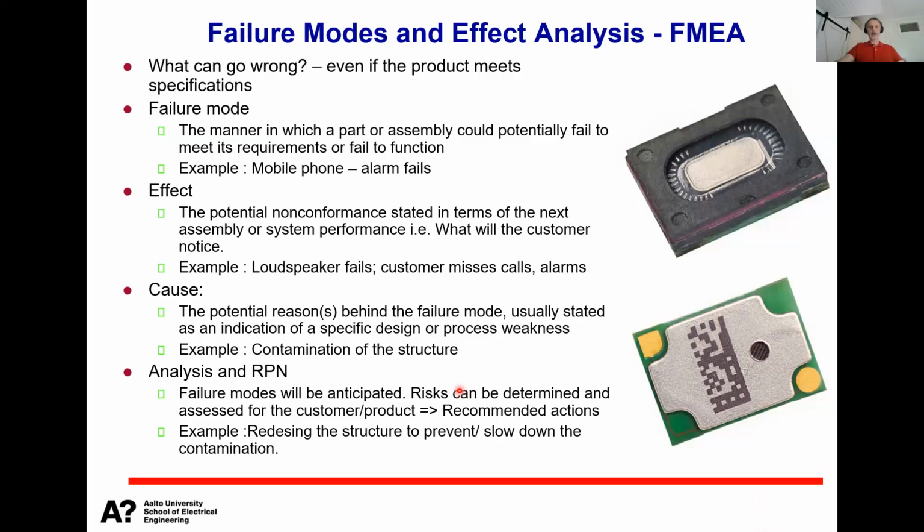RPN, I'm coming back to that one in a second. RPN is the risk priority number, and that is the critical thing which we are using in FMEA to, let's say, categorize the problems. There's a certain way to calculate it, a very simple way, and I'm coming back to that one in, let's say, 5 minutes or something like that.